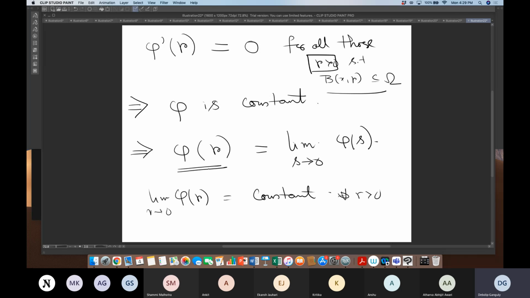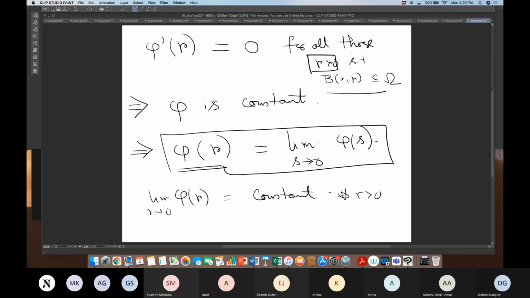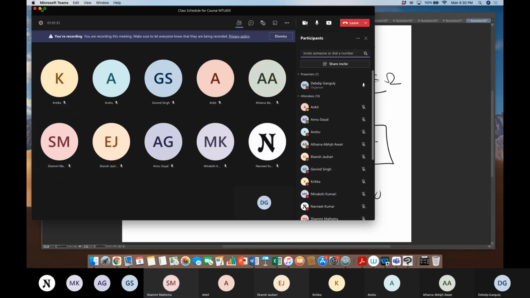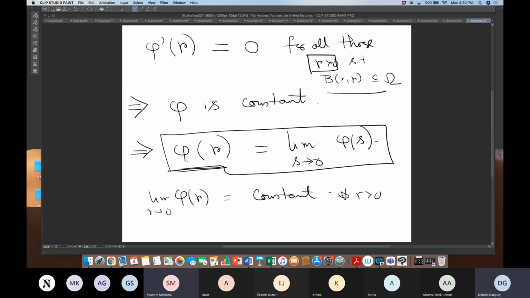I name it as φ(r). Is that clear? φ(r) equals the limit as s tends to 0, because I don't know what happens at s equal to 0, but I can write this because φ is a constant and φ is a continuous function. I can write this. Agreed? All of you? Navneet, Meenakshi, Annu, Ekansh, Shammi, all of you? Yes, sir.